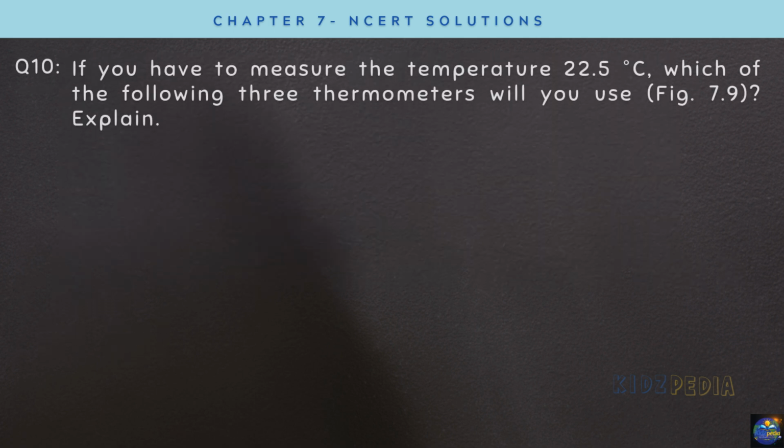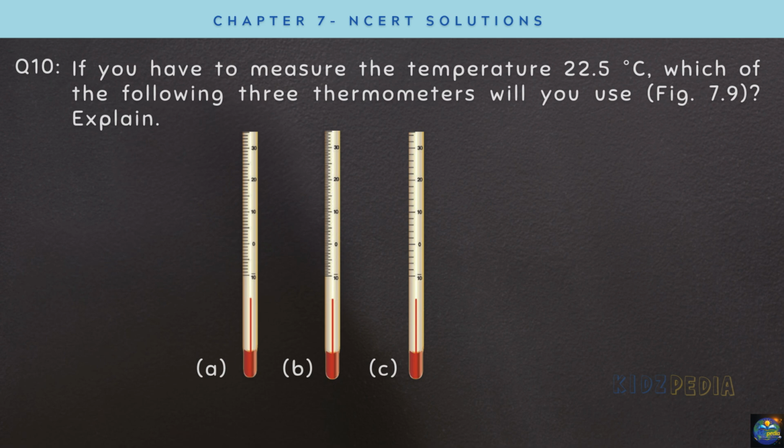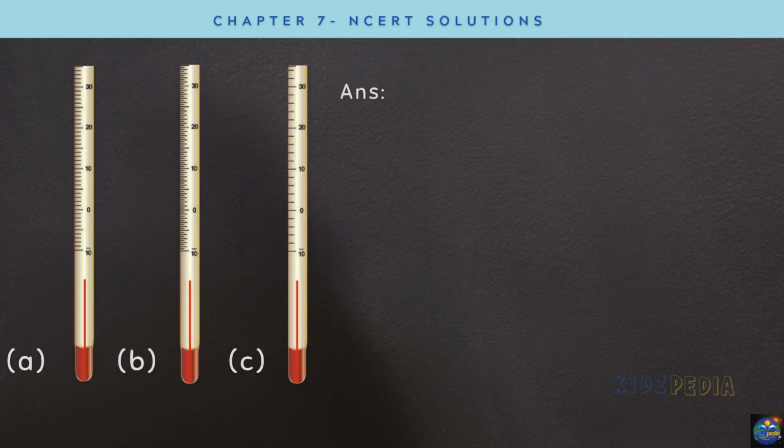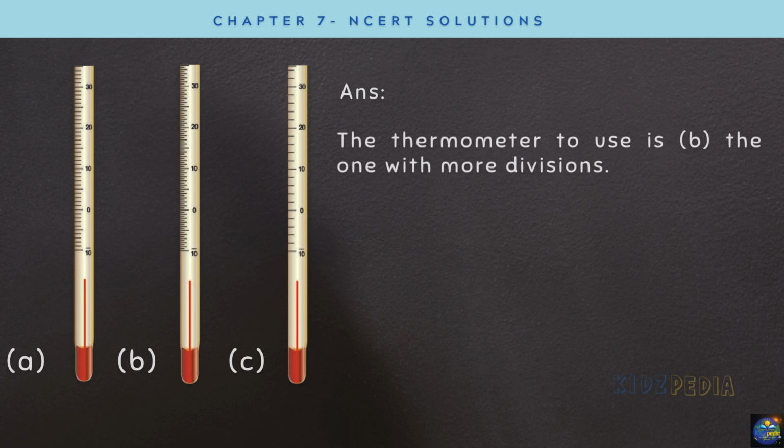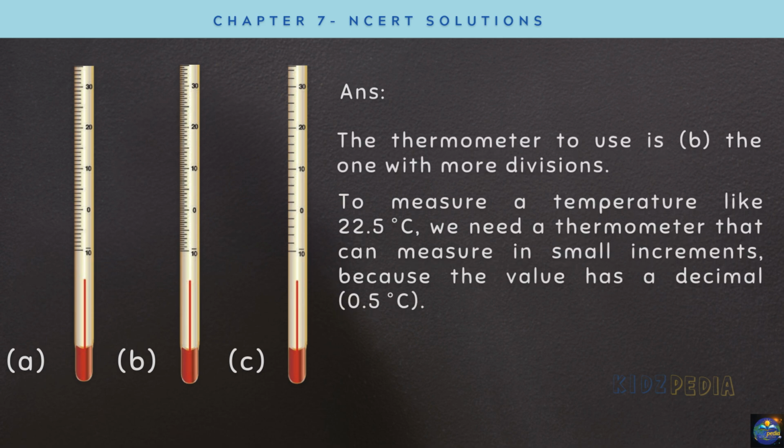10th question: if you have to measure the temperature 22.5 degrees Celsius, which of the following 3 thermometers will you use? Figure 7.9, explain. Here we should use thermometer B because it has more divisions. 22.5 degrees Celsius has a decimal value, so we need a thermometer that can measure small steps.